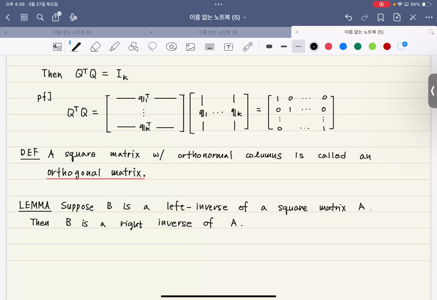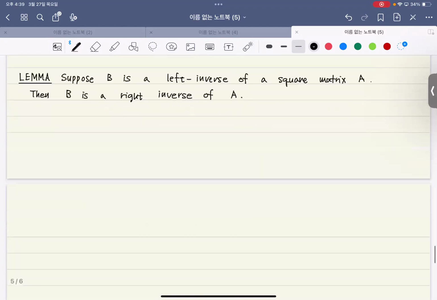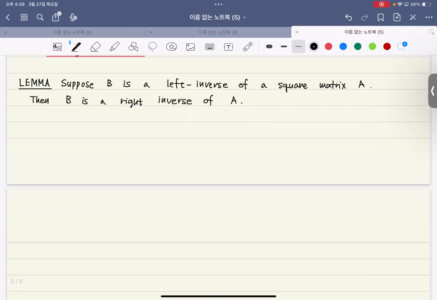So it just suffices to check just one-sided inverse. Then it's going to be the regular inverse. So therefore, A inverse is B.